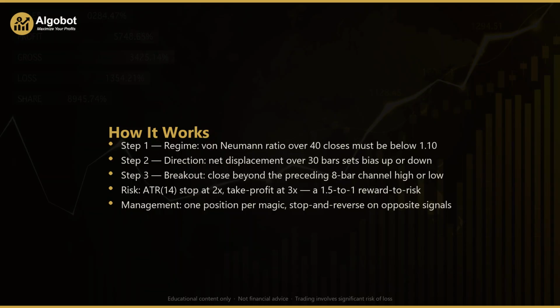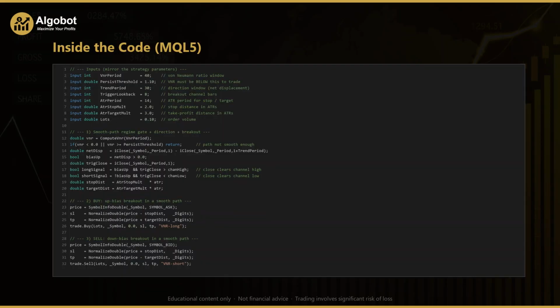Finally, position management. The strategy holds just one position at a time for its magic number, and it operates stop and reverse. If a long signal appears while a short is open, it closes the short and opens a long. If a short signal appears while a long is open, it does the reverse. Both the stop loss and the take profit are attached to the order when it's sent, so every trade always carries a predefined exit. Let's look at the actual MetaEditor code that makes this work.